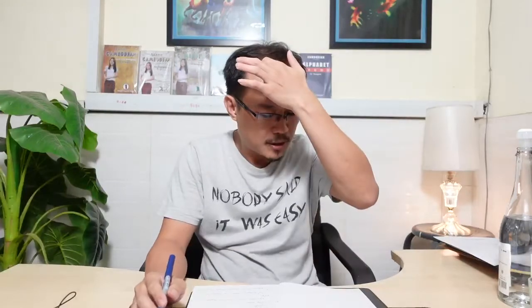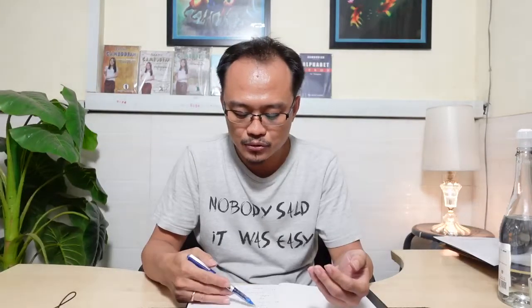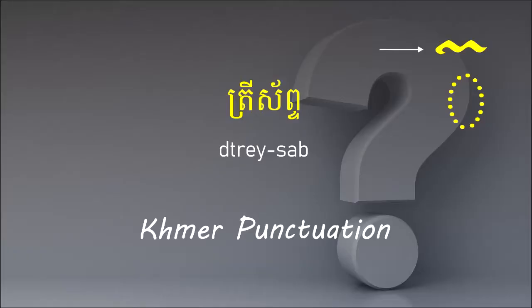Okay, so right now let's go to the next question, question number three. Question number three is from Michael Kingsley. I'm sorry if I don't say the name correctly. Michael Kingsley asked me about punctuation in the Cambodian language. The punctuation he asked about is trai sap, which students who learn the Cambodian alphabet will know. So he asked how to use this punctuation. Okay, let me tell you about this.